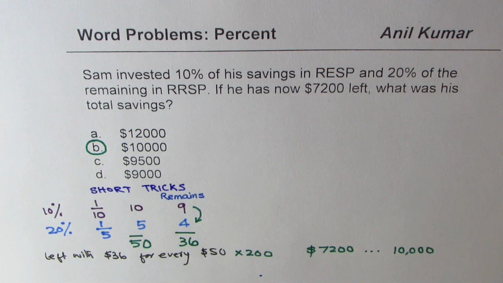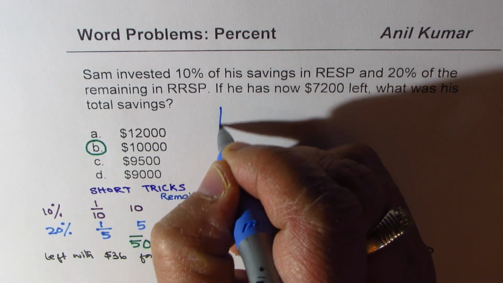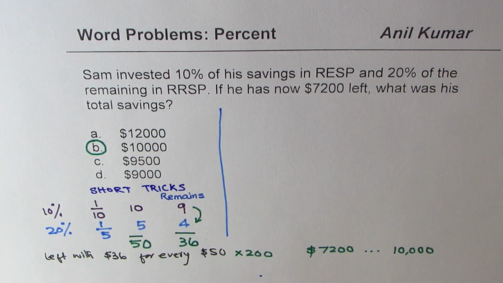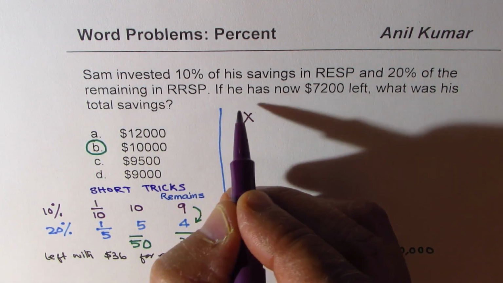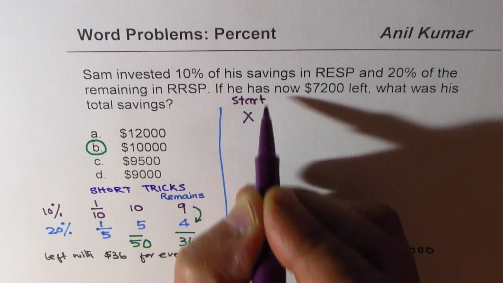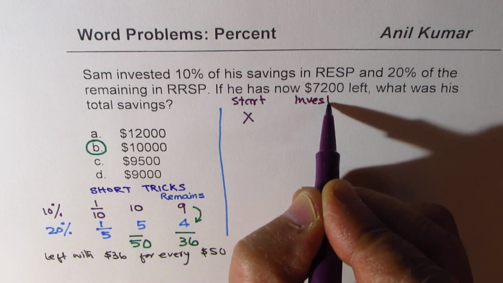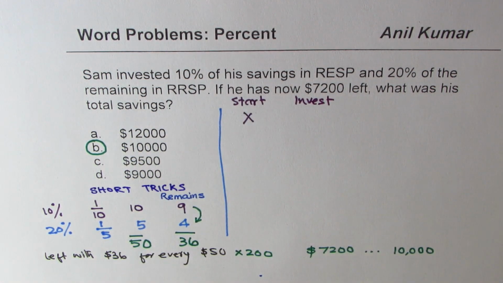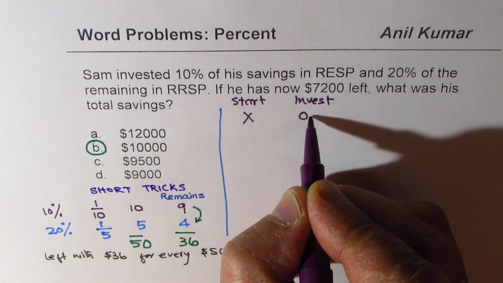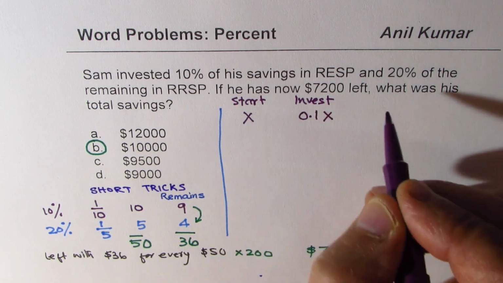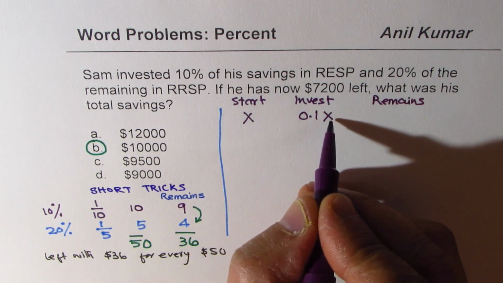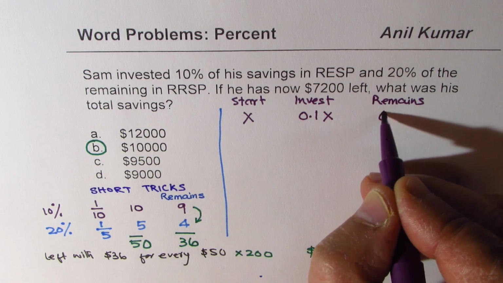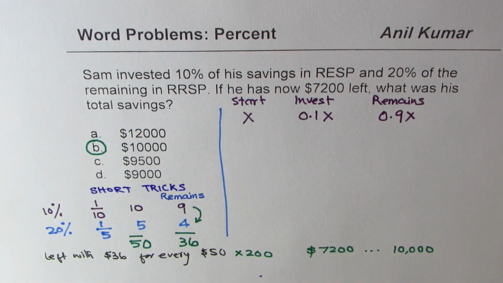Now, let's try to do a standard method of solving such questions, which is not bad. You could do that standard method also. So how do we do that? Let us say we start with X amount, right? So that is start. Now, how much do you invest? You invest 10% of X. That means you invest 0.1X. What remains? From X, 0.1X has been invested, so 0.9X remains.